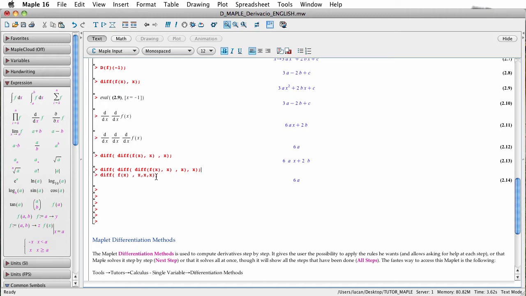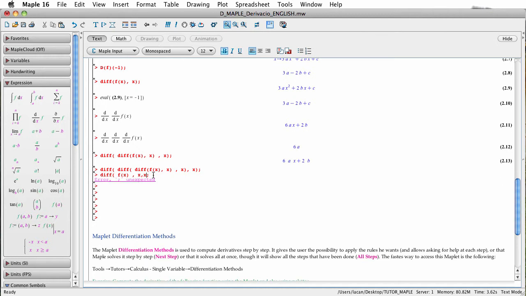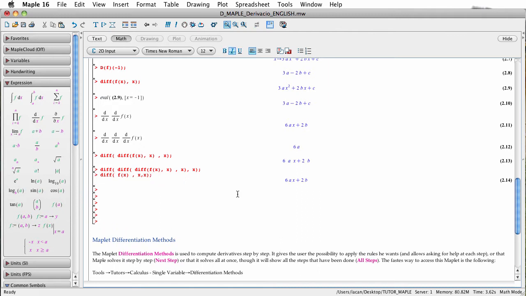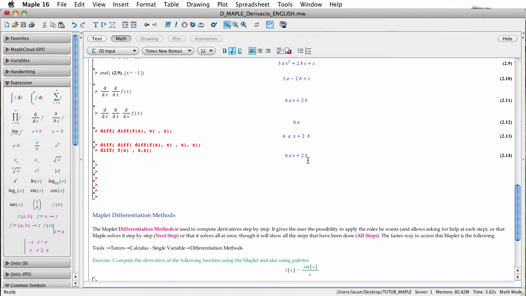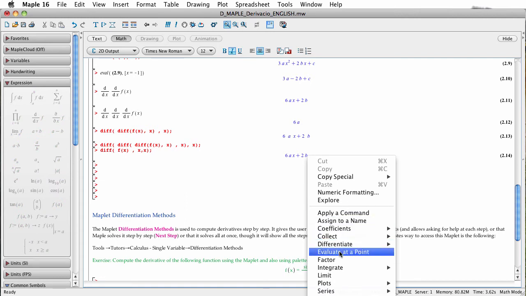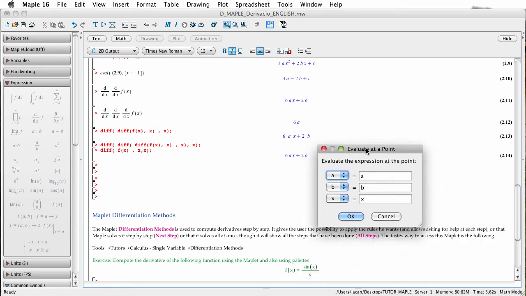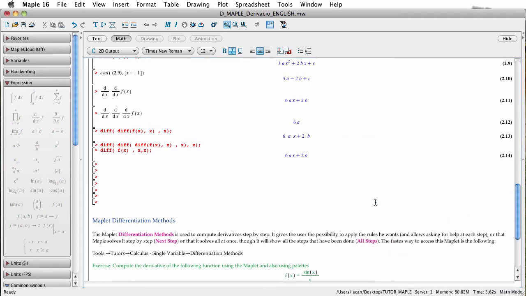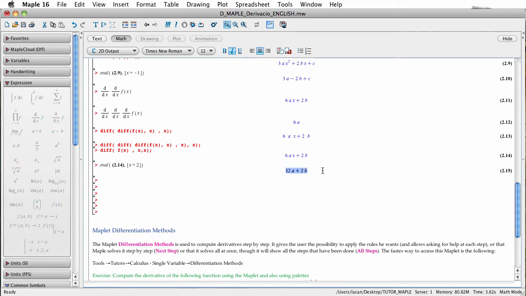Now what about if I want to evaluate the second order derivative at a point? So I would use again the context sensitive menus, evaluate, and I would take for instance a point 2. So this would be the value of the second order derivative at a point 2.